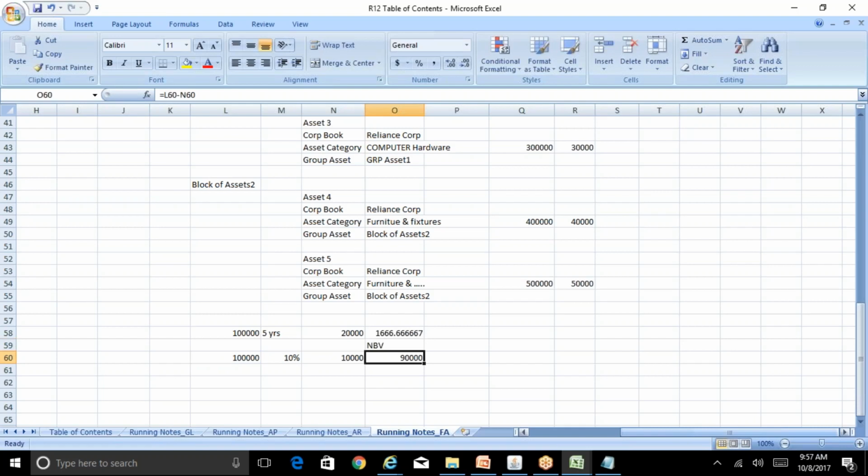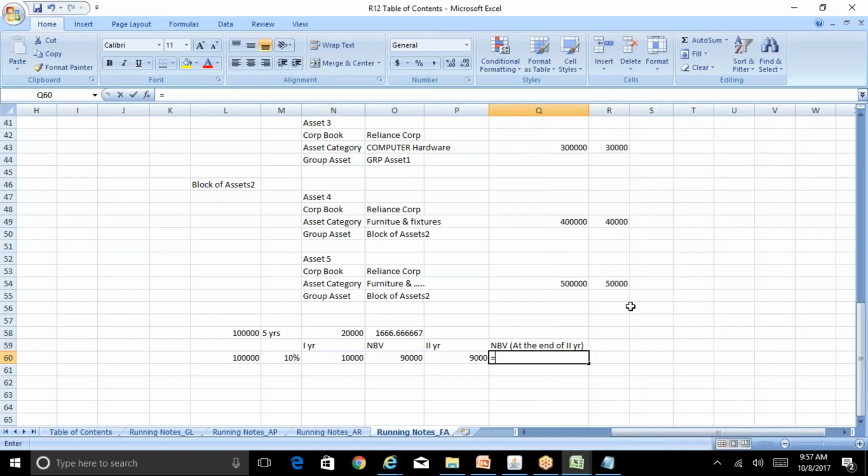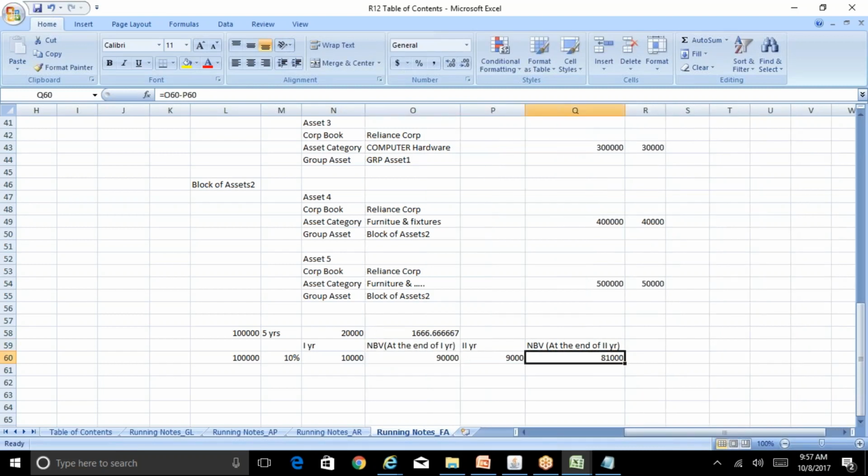And in the second year, you charge depreciation on again 90,000 with 10%. So this is the first year depreciation, this is the second year depreciation, 9,000. So my net book value at the end of the second year is 90,000 minus 9,000, 81,000. This is the net book value at the end of the second year.